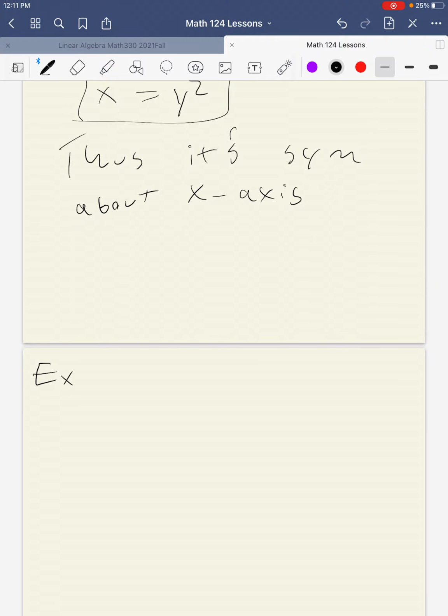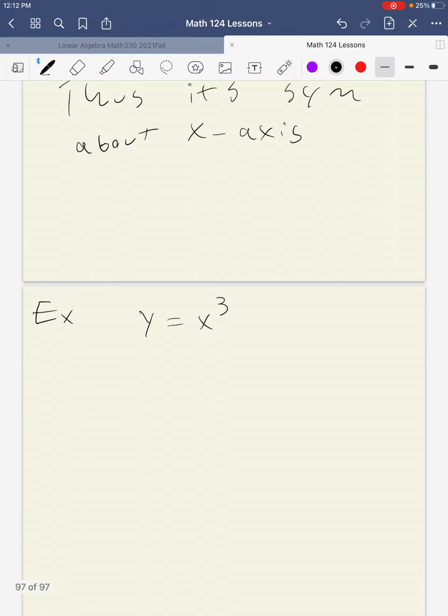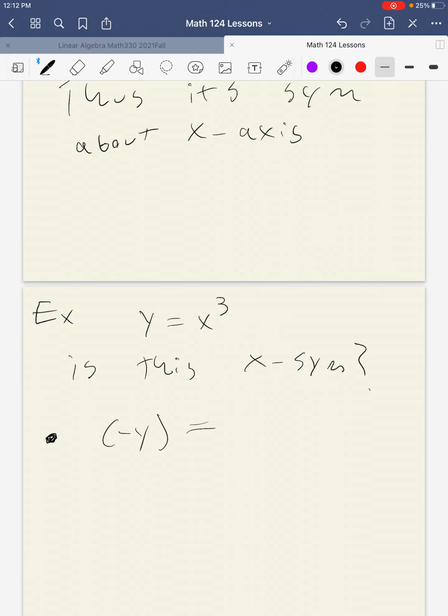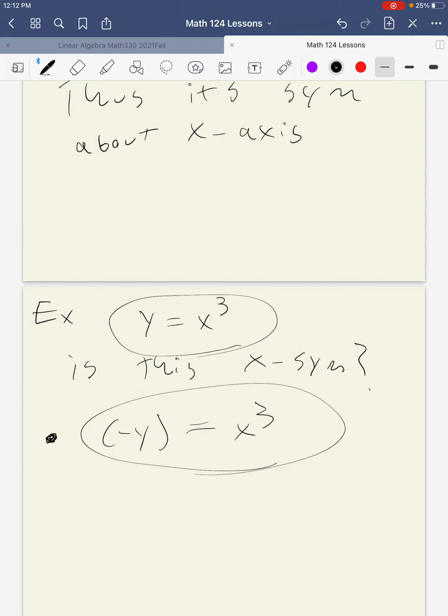Another example here is, let's say y equals x cubed, an example we already did. Let's ask ourselves, is this symmetric about the x-axis? Well, we just replace the y with a minus y and simplify if we can. There's nothing we can really do to simplify this, and it's clearly not the same as our starting point, so it's not x symmetric.